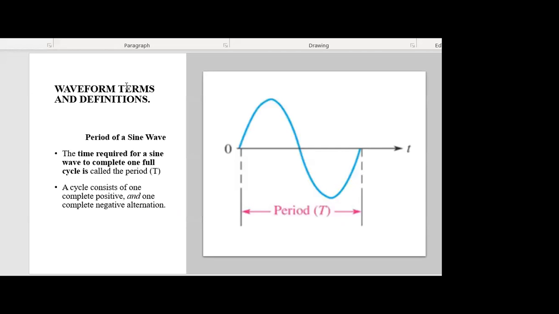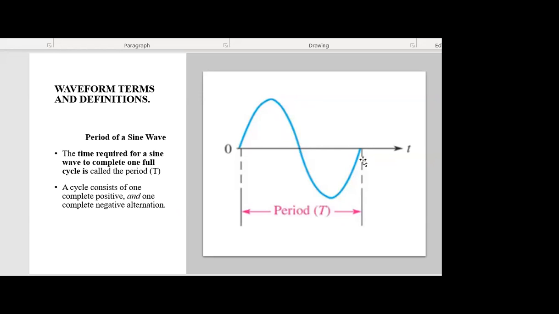Then we look at some terms. The period of a sine wave. What is the period of a sine wave? So the period is the time required for a sine wave to complete one full cycle.